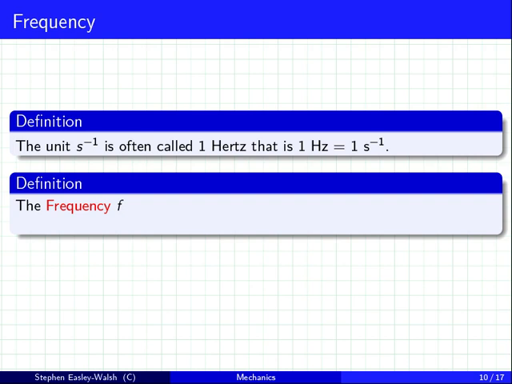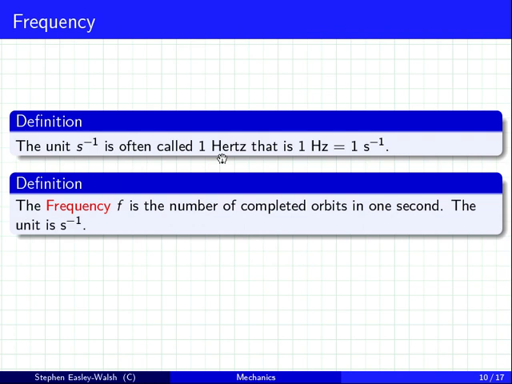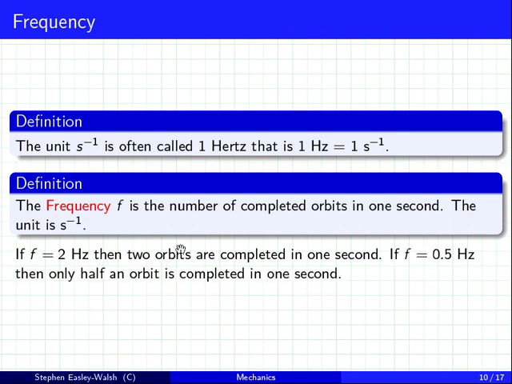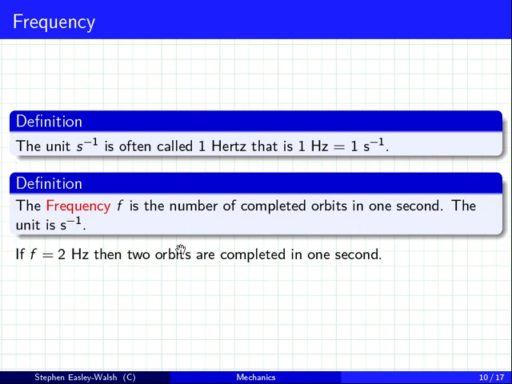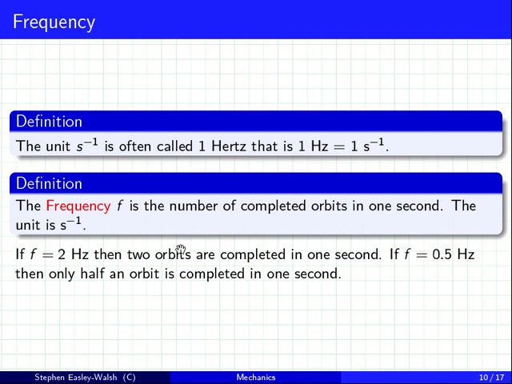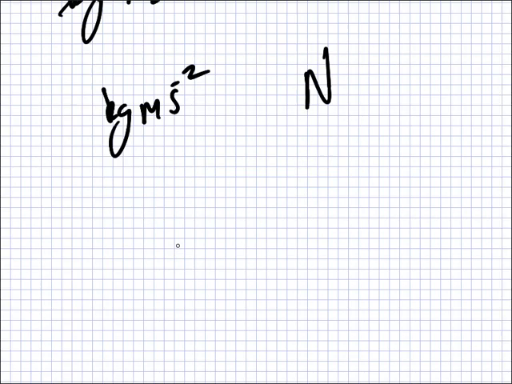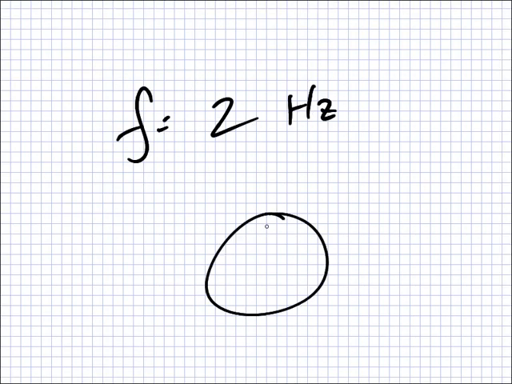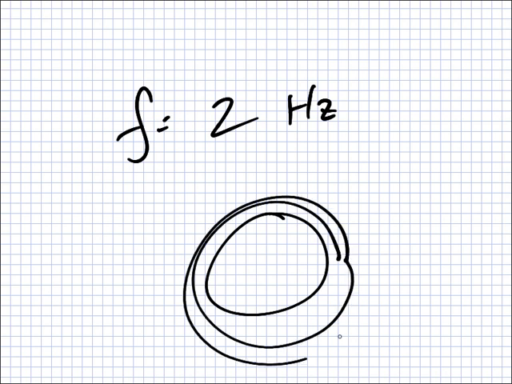Okay. So a frequency F is the number of oscillations in 1 second, or orbits in 1 second, and the units are per second, the Hertz. So if F equals 2 Hertz, then that means there are 2 orbits in 1 second. What if F is 0.5? How many orbits in 1 second? Only half an orbit. You got the idea? No? You look a little confused. If I say F equals 2 Hertz, then that means in 1 second it does this. 1, 2 in 1 second.